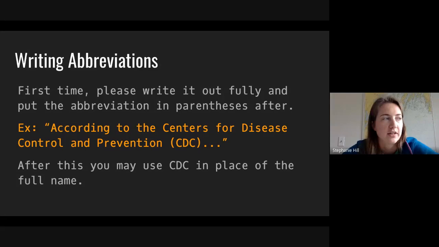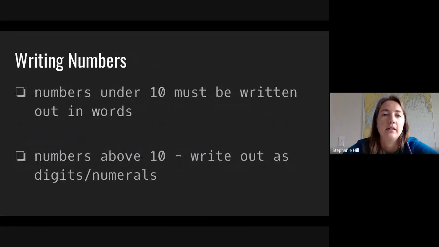If you were to just come out in your essay and say BLM, no, you can't do that. You've got to stop. The first time you introduce that acronym or abbreviation, you have to write it out. So you would say Black Lives Matter, in parentheses, BLM, or you would say Centers for Disease Control and Prevention, CDC, in parentheses. Anytime you use that acronym or abbreviation after, it's totally fine to use the shortened form. So BLM, CDC.